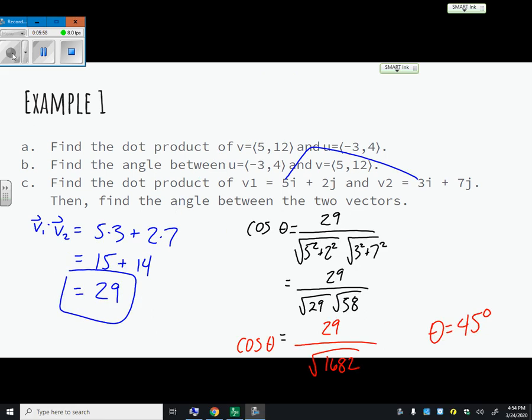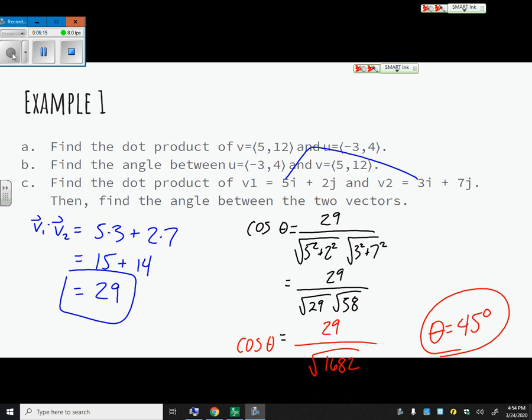I think I was being nice to you and not giving you any negatives. I don't know. I got my dot product to be 29. Isn't this weird that my angle came out to be 45 degrees? So I tried to preserve everything. I took 29 times 58.